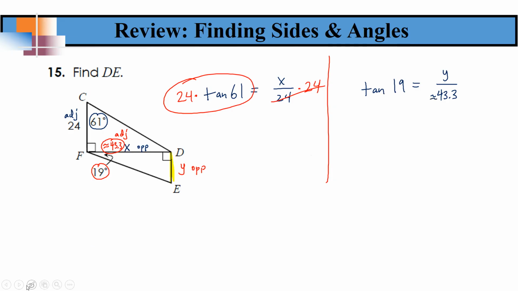In order to get y by itself, I need to multiply both sides of this equation by that 43.3. I know that's not exact, right? But multiply by that approximately 43.3. So this cancels out. Okay? So in my calculator, I need to take not 43.3, but the exact value we got earlier, and then multiply it by tangent of 19. Let me show you what that looks like.